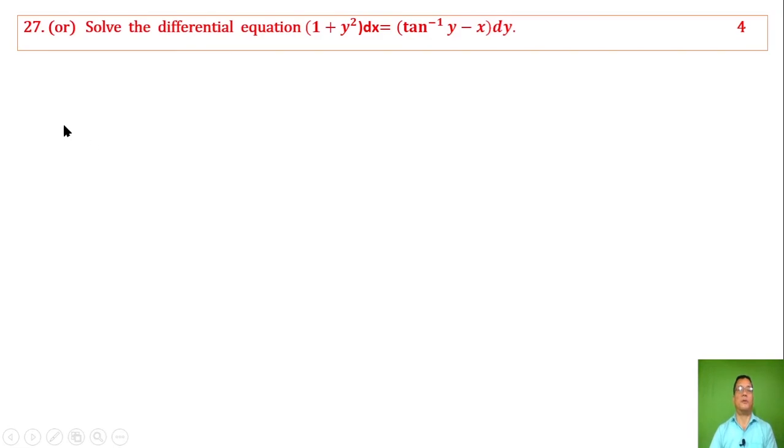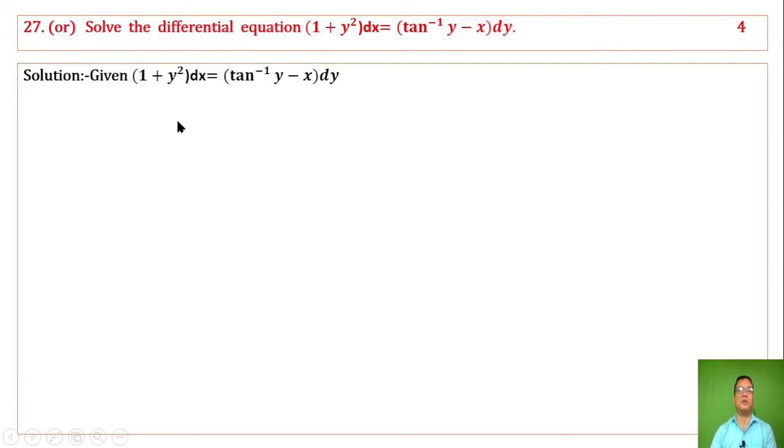Question number 27 alternative. Solve the differential equation, 4 marks. The differential equation is dx/dy plus 1/(1 plus y square) times x equals a function of y. This is a linear differential equation whose dependent variable is x and independent variable is y.